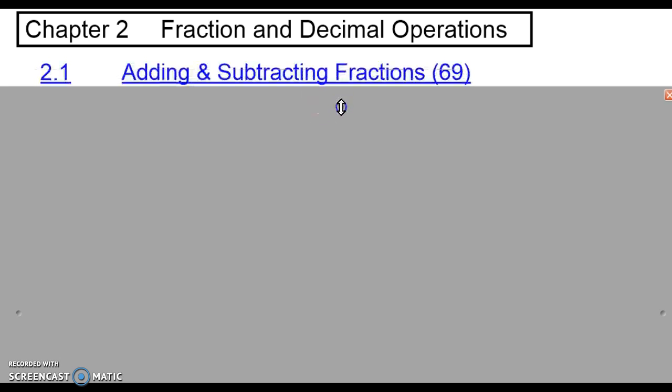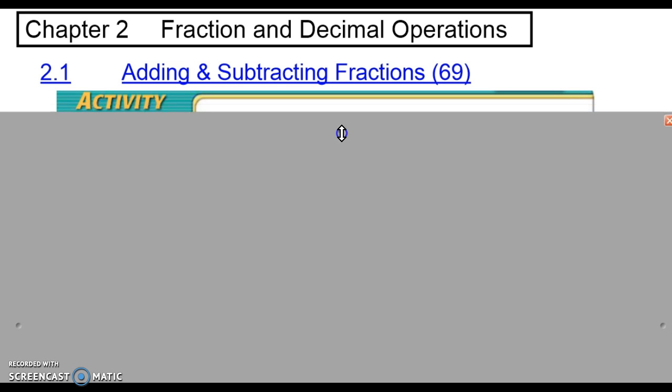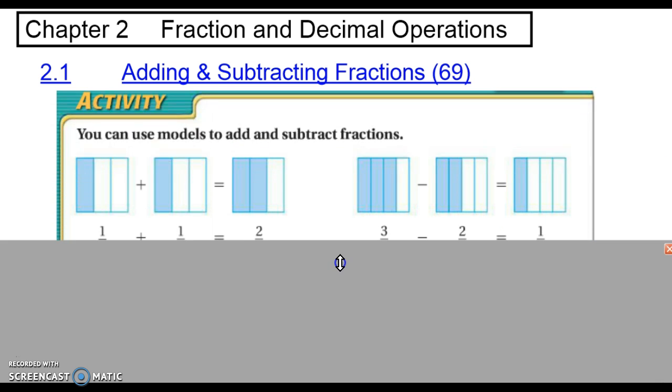Okay, so we are officially in Chapter 2, and Chapter 2 is all about fraction and decimal operations. So today we're going to be reviewing how to add and subtract fractions with common denominators. So let's go ahead and look at a model for this example.